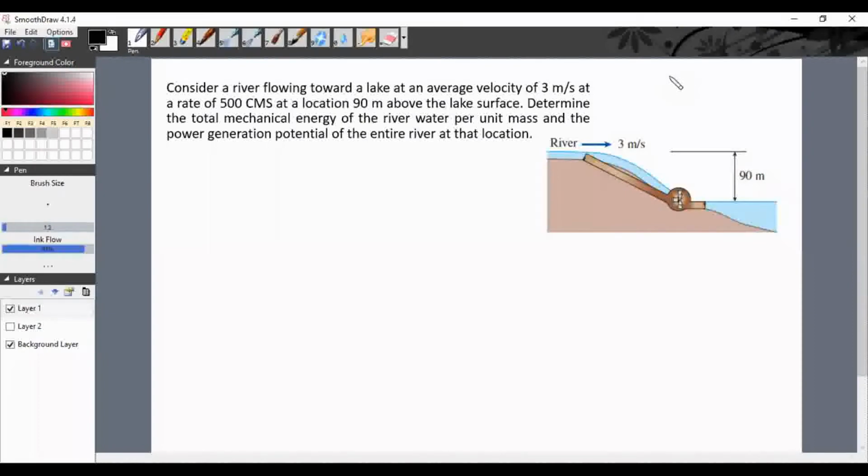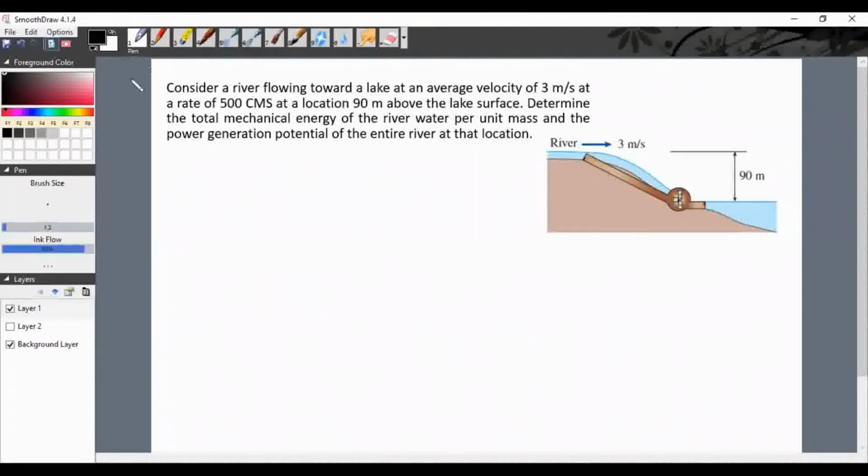Okay, consider a river flowing toward a lake at an average velocity of 3 meters per second at a rate of 500 cubic meters per second at a location 90 meters above the lake surface. Determine the total mechanical energy of the river water per unit mass, and the power generation potential of the entire river at that location. So, meron tayong diagram sa gilid.